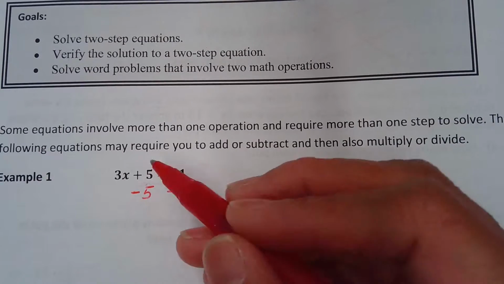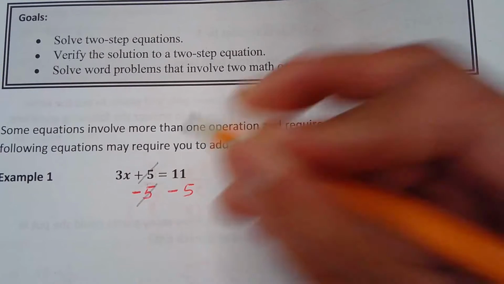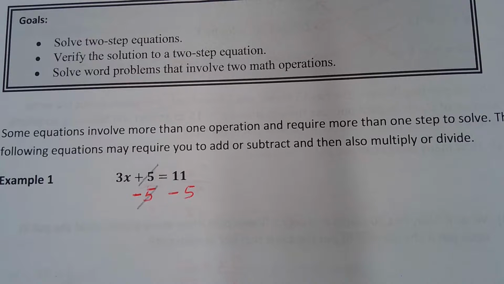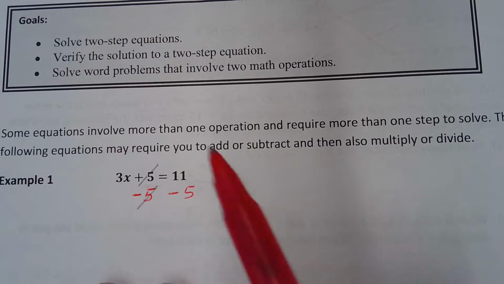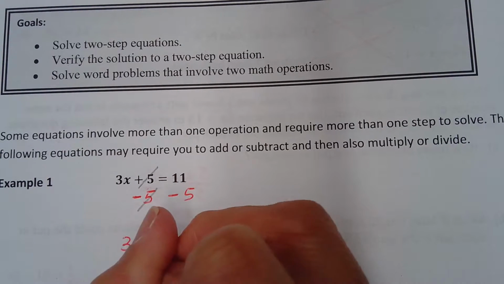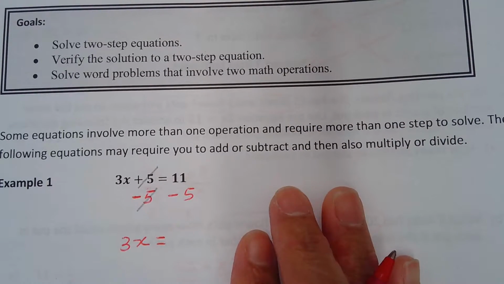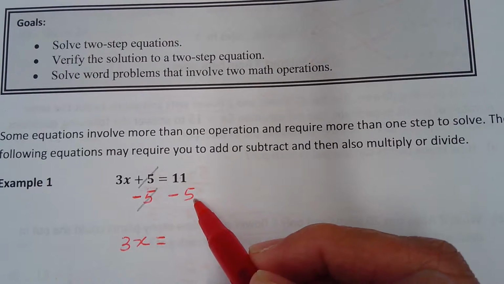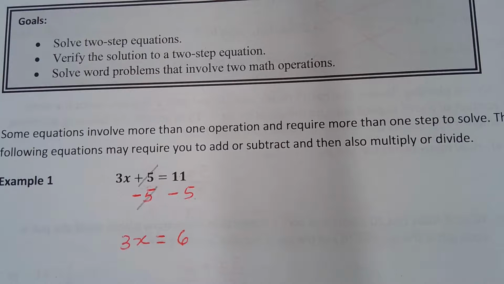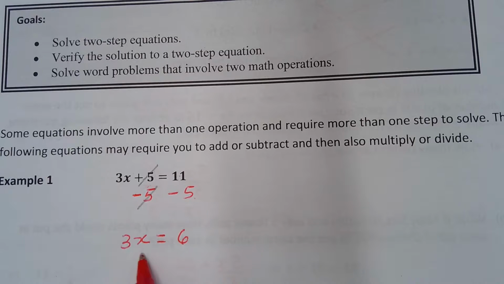So 5 minus 5, that cancels each other out, right? So that's gone. We're slowly having the x alone, meaning isolating the x. So what remains on the left side? 3x. Equals what remains on the right side? 11 minus 5, which is 6. Okay. So almost there. What's next? It's 3 times x equals 6.